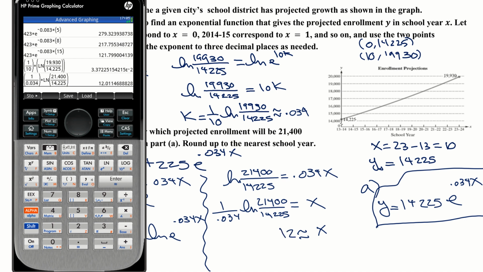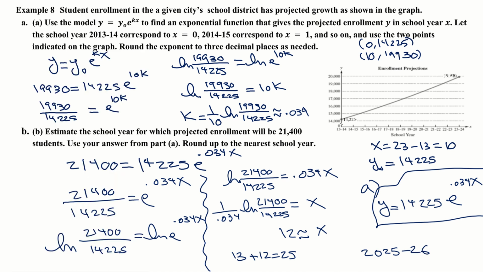So basically we're going to be adding that to 13 first, right? So 13 plus 12 is 25. So the year will be, our projected year should be 2025-26.